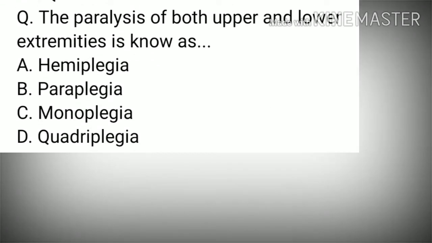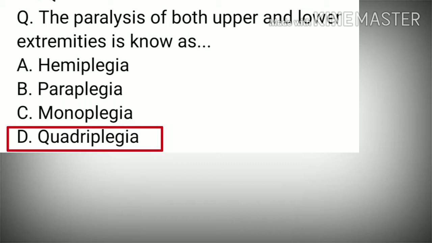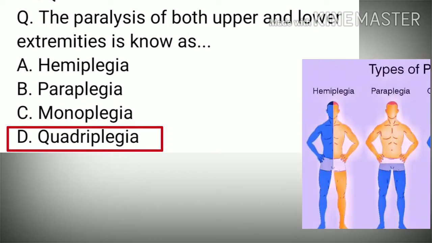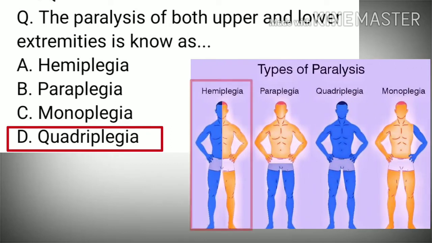The paralysis of both upper and lower extremities is known as A. Hemiplegia, B. Paraplegia, C. Monoplegia, D. Quadriplegia. And the correct answer is D. Quadriplegia. Here, hemiplegia is partial paralysis on one side of the body.